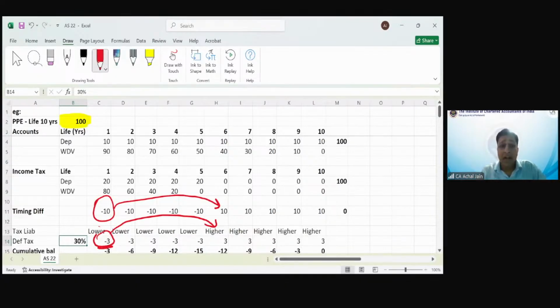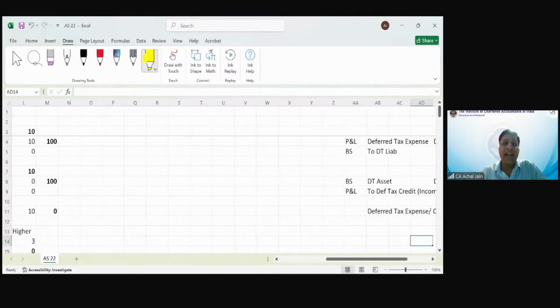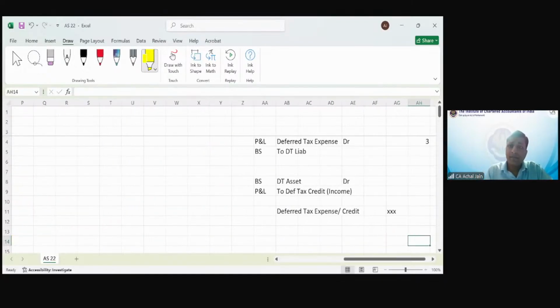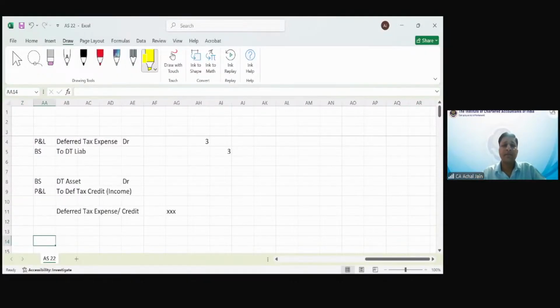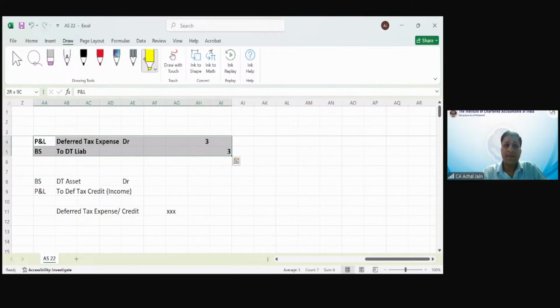Okay. And how do you record this tax liability? By calling it as deferred tax. So this is what you call as deferred tax. So this will become deferred tax liability. Therefore, in the first year, what is the accounting entry I'll pass? Deferred tax expense debit to deferred tax liability.